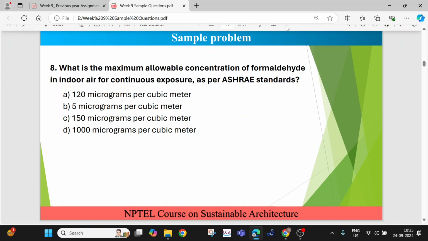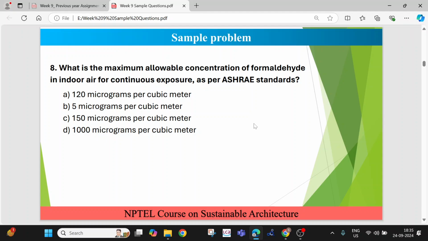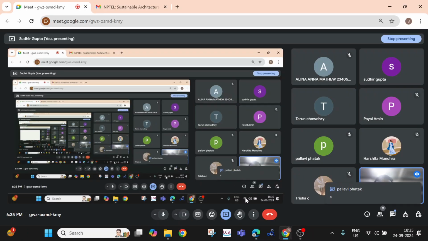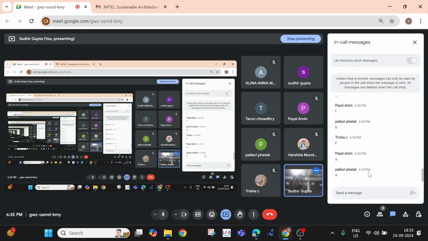Anybody can recall, or you can revise and move to the slides. Let me see how many of you have answered this particular question, how many of you were able to understand. So I have received 2 answers, Payal and Pallavi. Both of them are saying it is 120 micrograms per cubic meter. What about the others? Are they still thinking or going towards the slides? They are revising the slides.